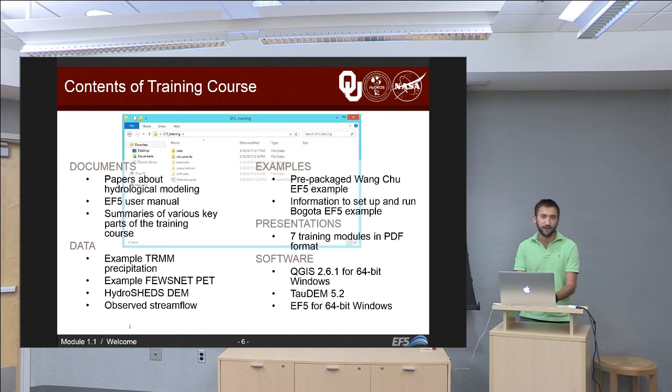So the documents contain scientific papers and other checklist or at-a-glance sort of documents that teach you important concepts about EF5 and hydrological modeling. The data folder contains data that you'll need in order to run the various examples of the training. The examples folder is where you'll actually set up the examples. The presentations folder contains the PowerPoint presentations and PDF documents that are presented in this series of videos. And then the software folder contains self-installing executables for QGIS and TauDEM, which are two pieces of software needed to complete the training, and also the EF5 model executable itself.